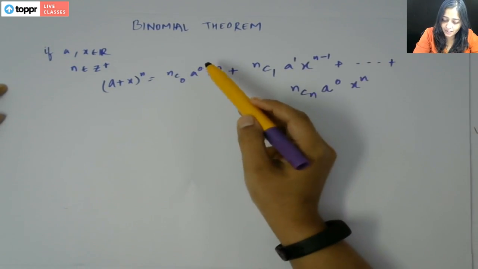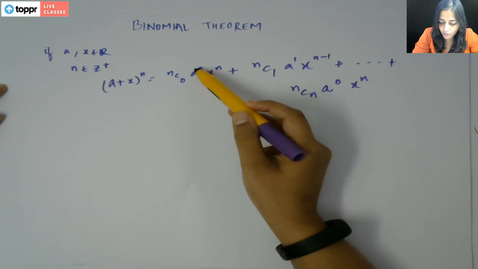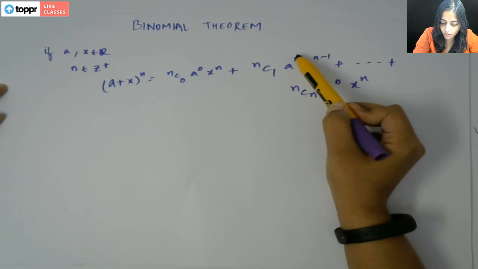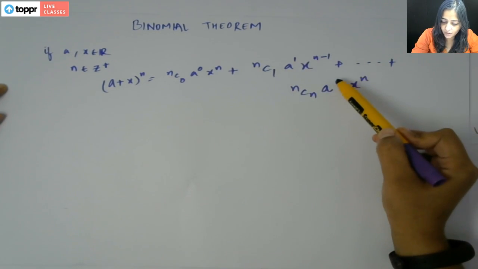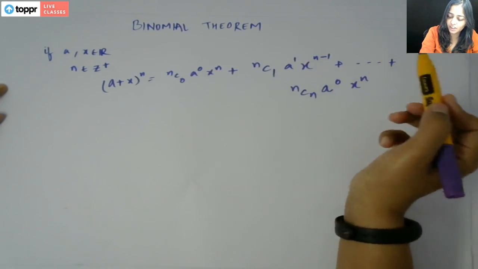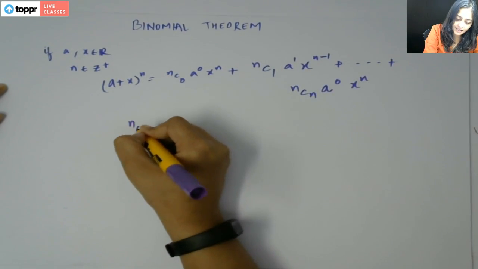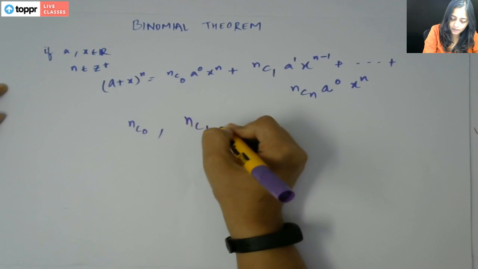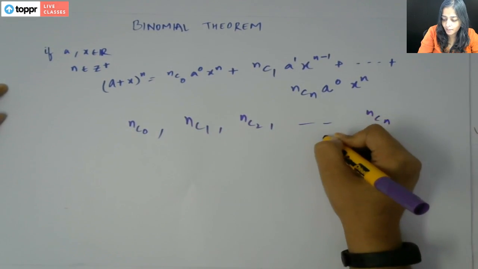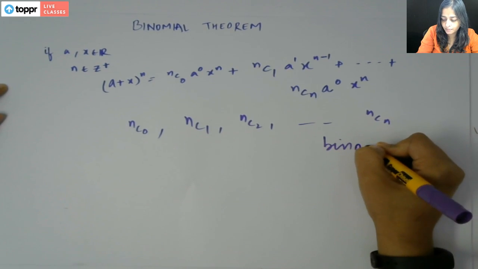So here you can see that the net sum of the powers should be equal to n. n minus 1 plus 1 is equal to n. n plus 0 is equal to n. So the sum should be equal to n for the powers in each term. Here nC0, nC1, nC2 and nCn are the binomial coefficients.